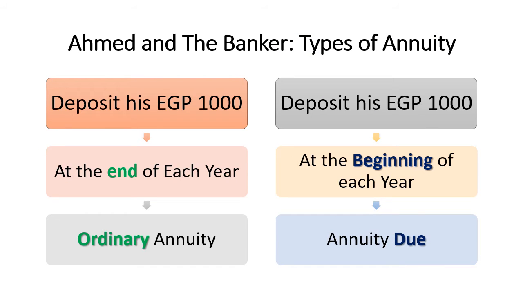So we have two types of annuity. Ordinary annuity, in which the depositor can deposit his amount at the end of each year over the specific time period. But annuity due, in which Ahmed can deposit 1,000 at the beginning of each year. So he will deposit 1,000 at the beginning of each year over the next 5 years. This is a case of annuity due.